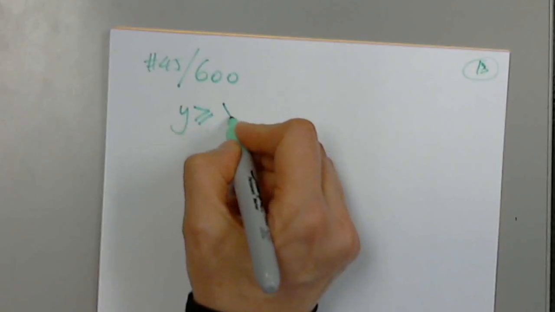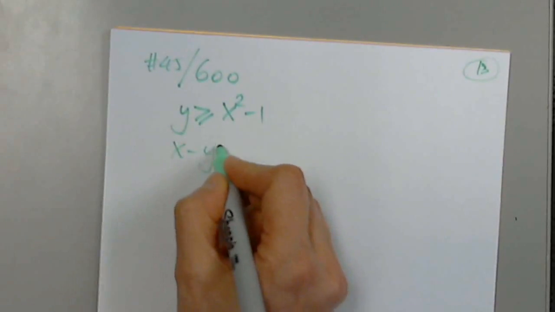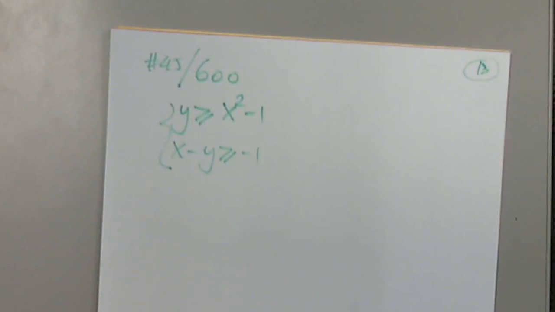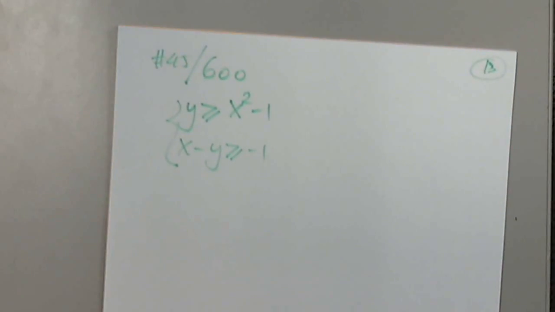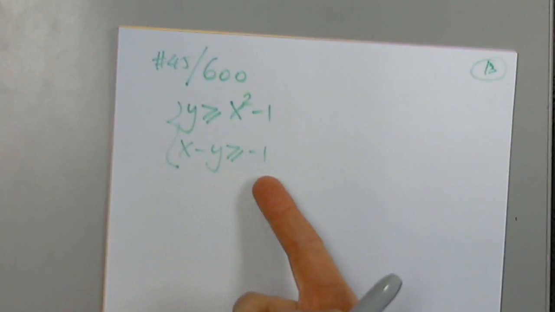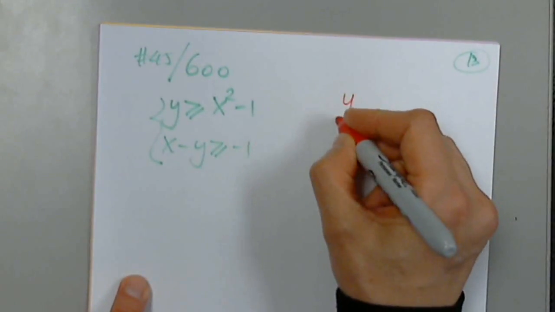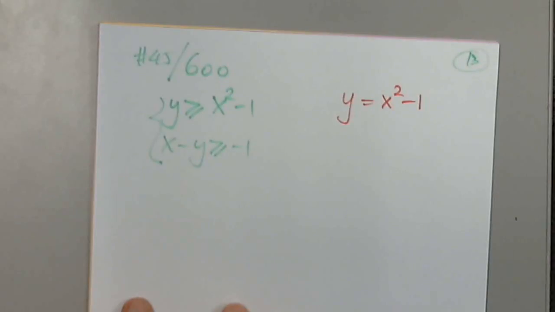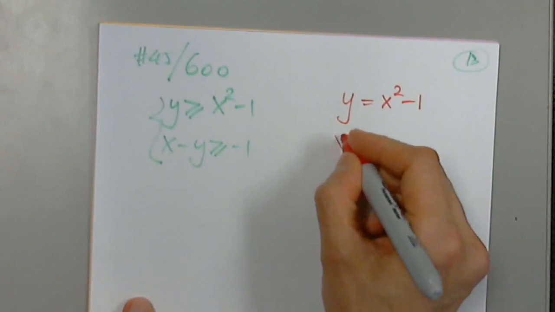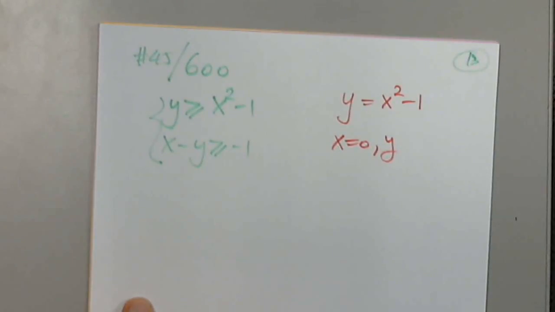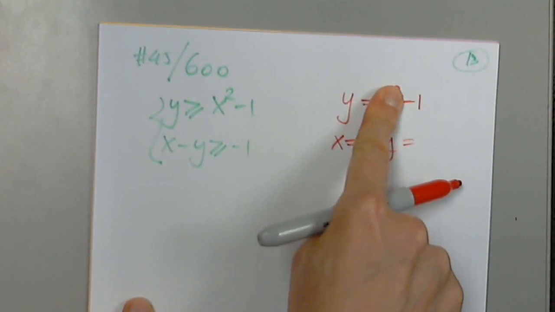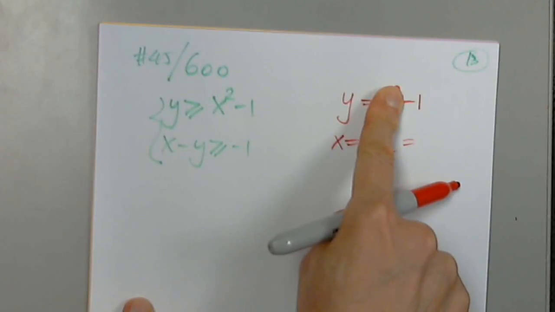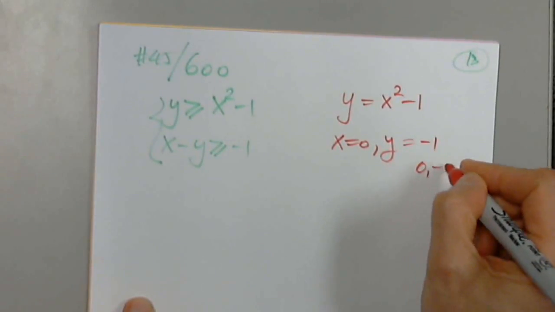So y greater than or equal to x squared minus 1 and x minus y greater than or equal to negative 1. Any questions? Ryan, can I help? Okay, very good. So the first step, obviously this is a system of nonlinear, this is nonlinear, this is linear inequalities. I have to start by writing the equation. And then I have to graph it. When x is 0, how much is y? -1. Thank you. 0 comma negative 1.